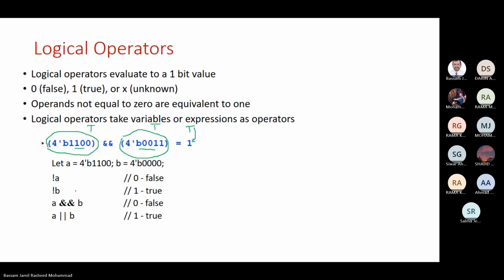Similarly here, you have A and B. A has a non-zero value, so it's true. B has a 0 value, so it's false. The inversion of A is false because A is considered to be true logically. The inversion of B is true because B is considered to be false logically. If I AND logically A and B, I'm ANDing true to false, the output will be false. If I'm ORing true to false, the output will be true, or 1.